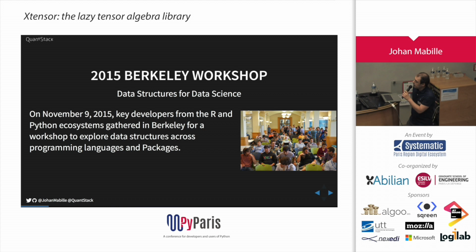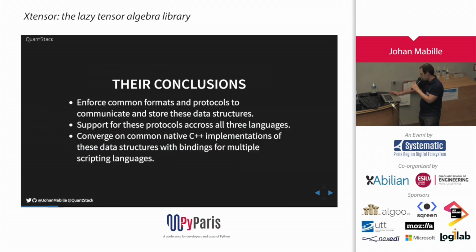In 2015, key developers from the R and Python communities, and also for Julia, I'm not sure about that, gathered in Berkeley for a workshop about data structures. And their goal was to discuss how to make all the ecosystems work better together. And they came to the conclusion that they need to enforce common formats and protocols to communicate and store these data structures. And of course, there would be the need to support natively these protocols across all three languages.